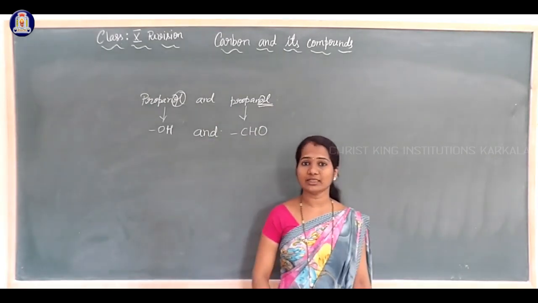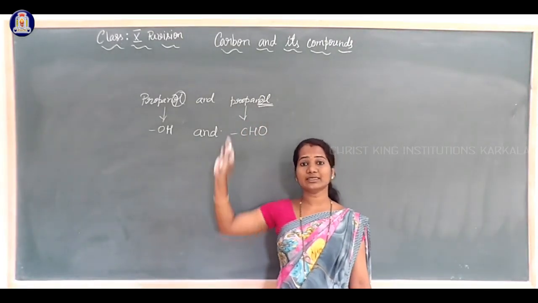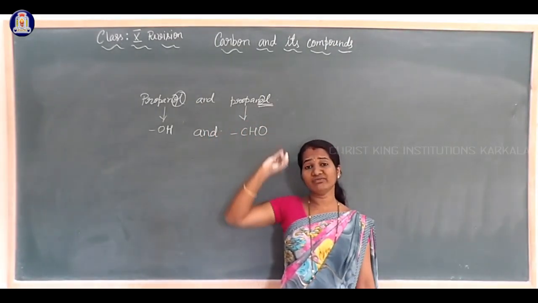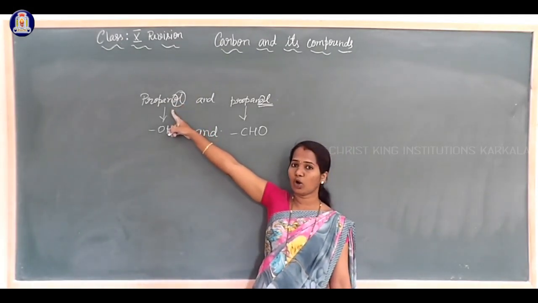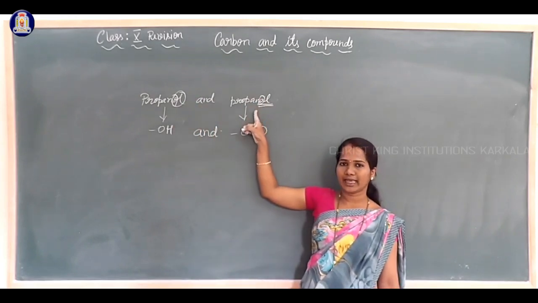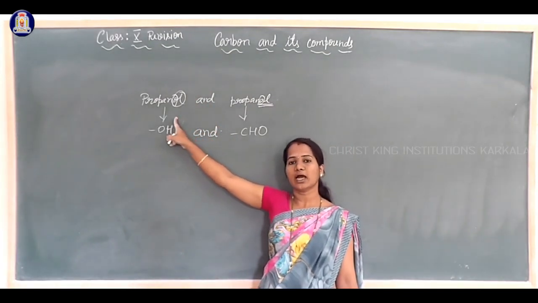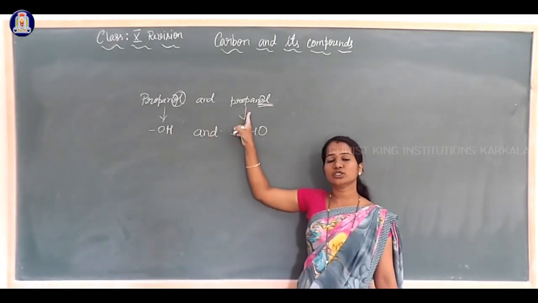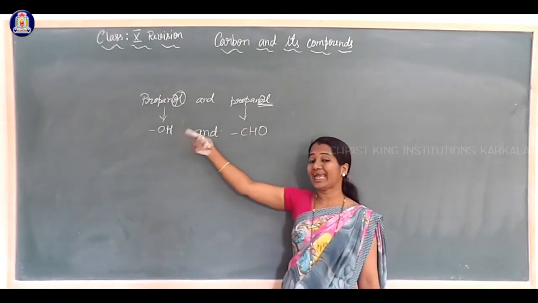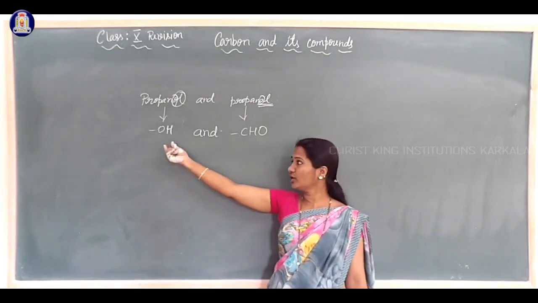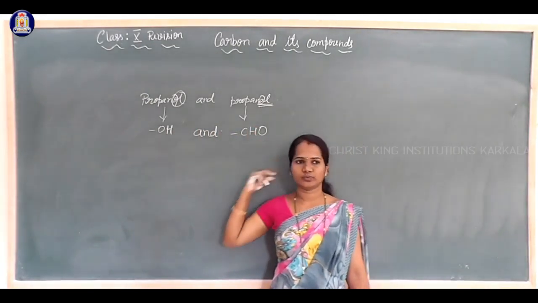If the question asks you to name the functional group present in propanol and propanal, naming means alcohol and aldehyde. In propanol, the functional group present is alcohol. In propanal, the functional group present is aldehyde. If the question asks you to write the functional group, write OH and CHO.